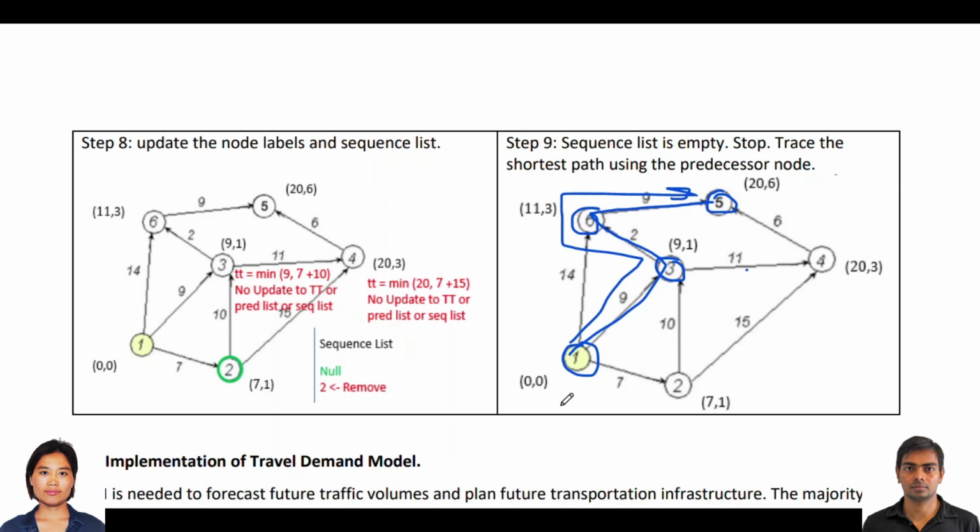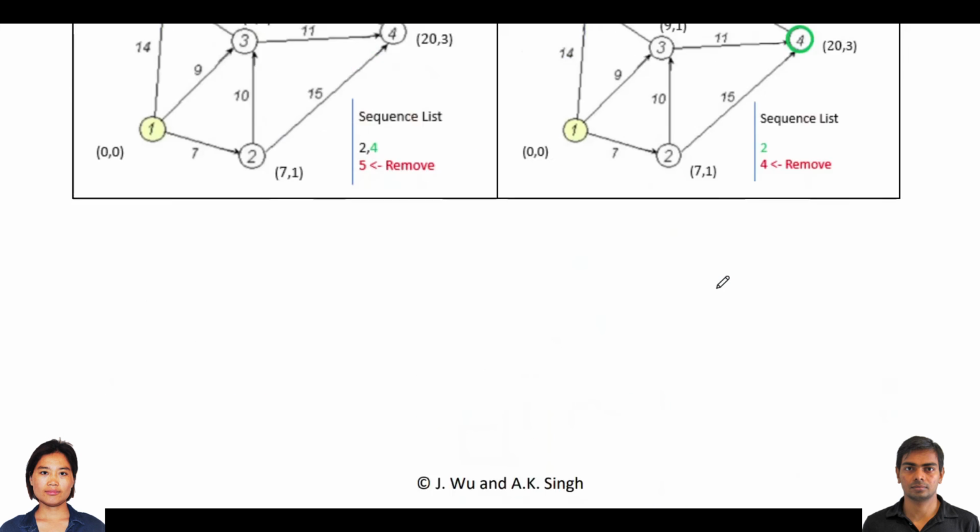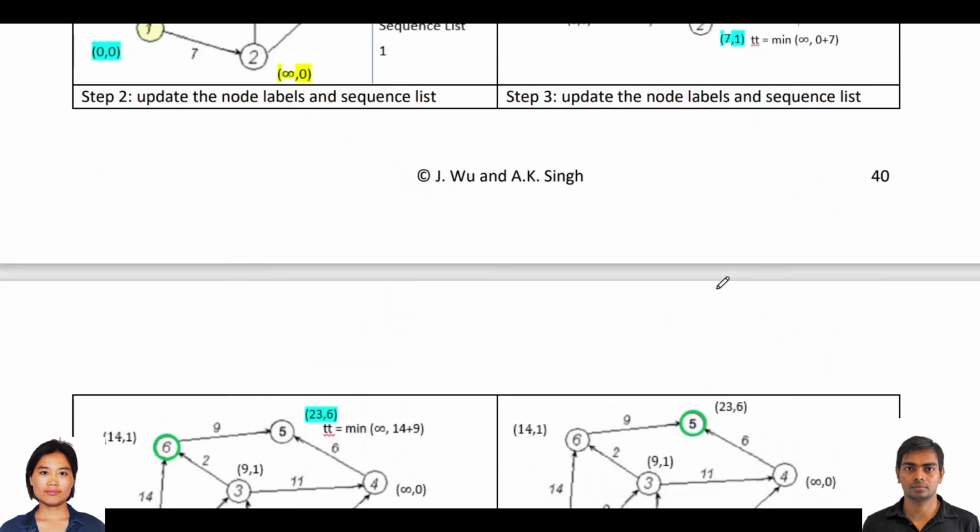This is the shortest path going from node 1 to node 3 to node 6 to node 5. Also the first value gives the shortest travel time. So this is the shortest path, and if we sum up the numbers, so 9 plus 2 is 11, plus 9 is 20, which is given by the first number. So this is how we calculate the shortest path and shortest travel time in the transportation network using a Dijkstra algorithm.